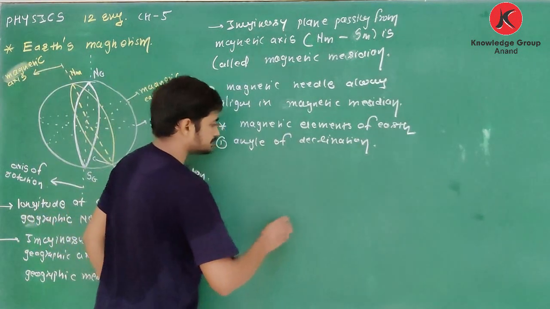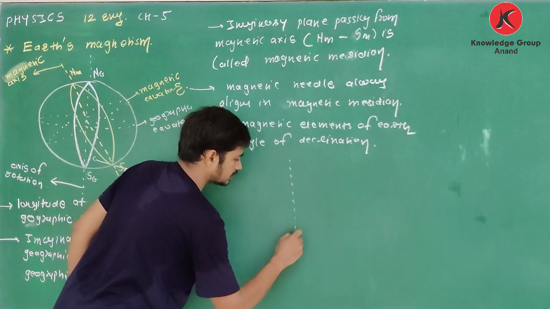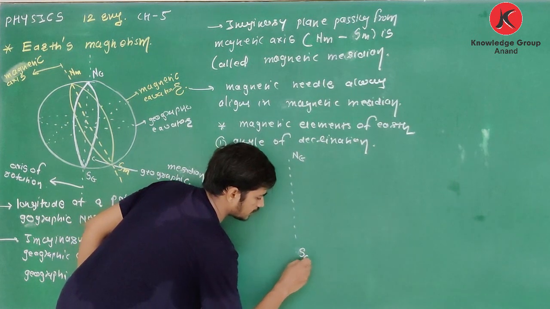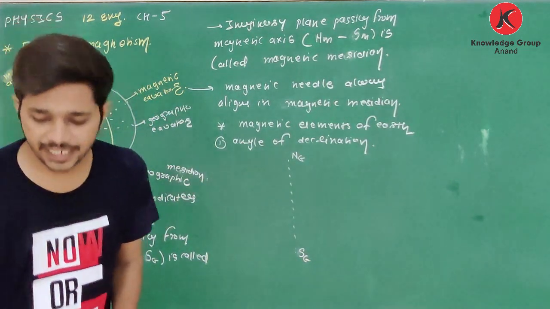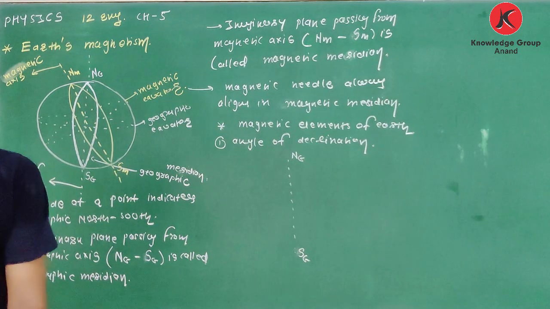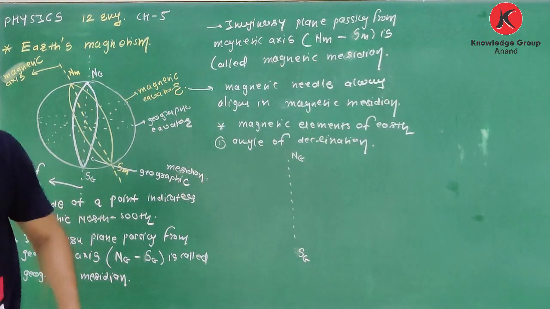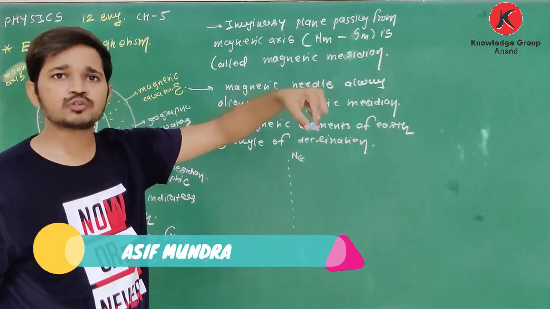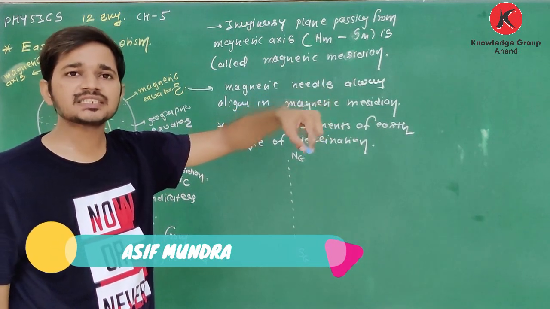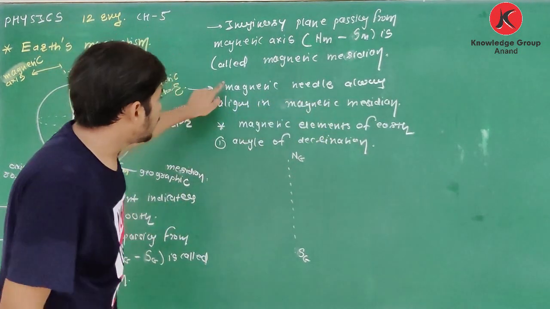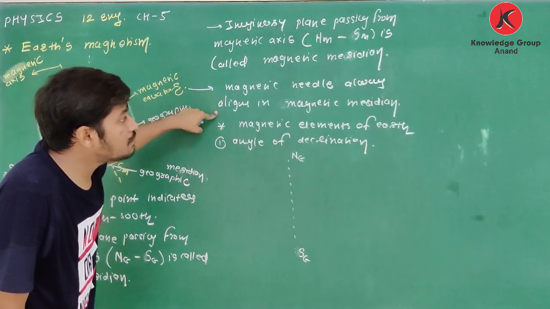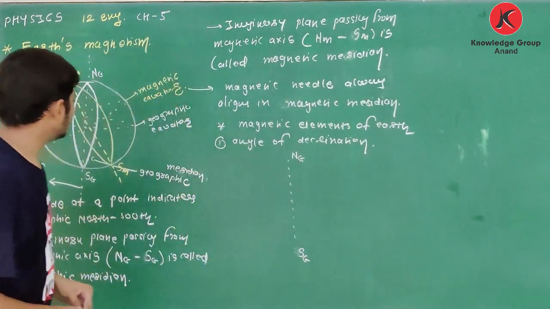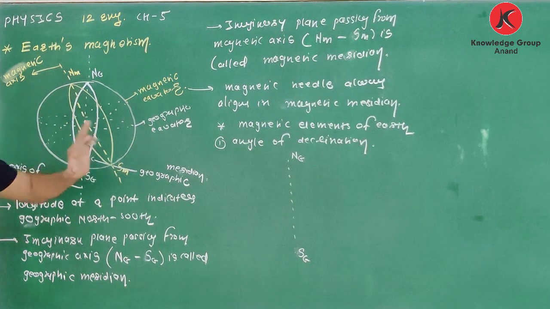See here. It is geographical north. It is geographical south. If I have one needle which is free to rotate in a horizontal plane, then we know that it always aligns in north and south direction. But see, a magnetic needle always aligns in the magnetic meridian. Is the magnetic meridian coinciding with the geographical meridian?